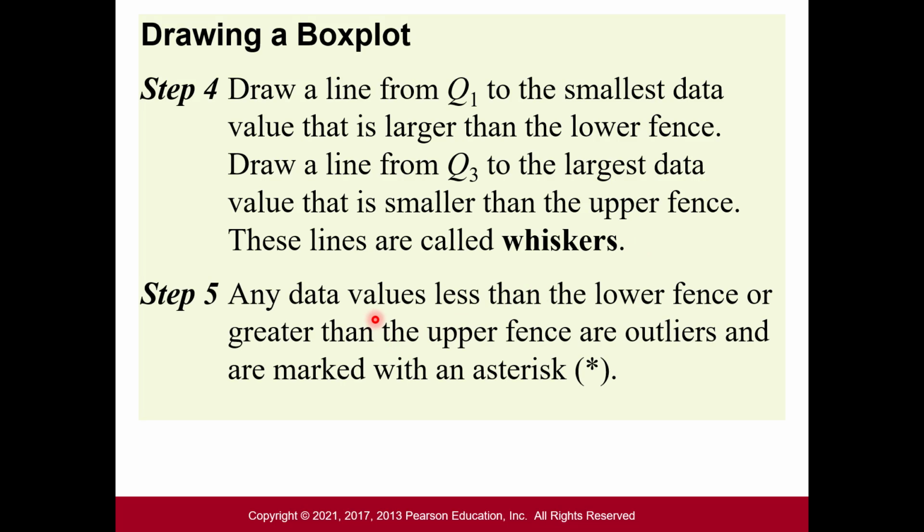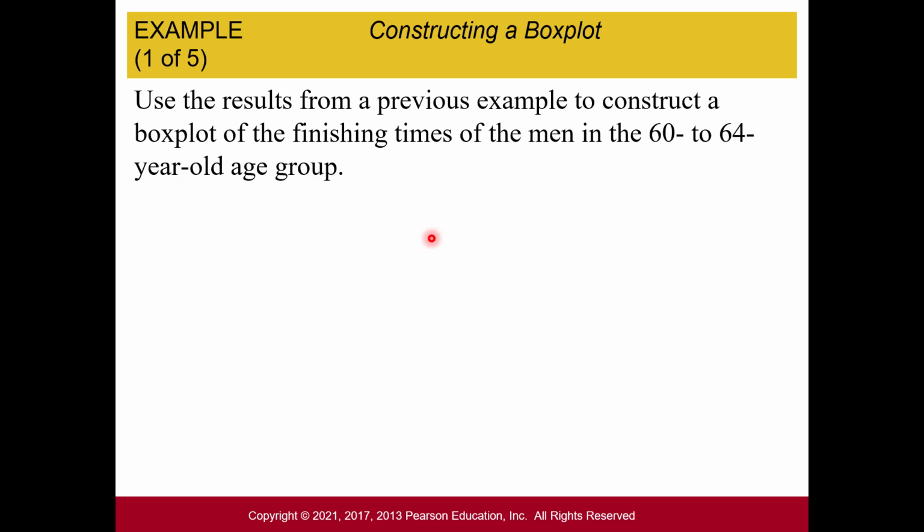And then we call these two lines whiskers. Then step 5 is if any data values are outside of what we pretty much drew, lower than the lower fence or greater than the upper fence, then we put an asterisk to denote that. So let's try this out. We're going to use the results from our previous example from that 5-kilometer race to draw a box plot.